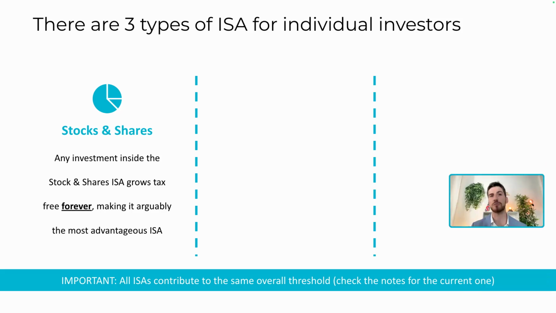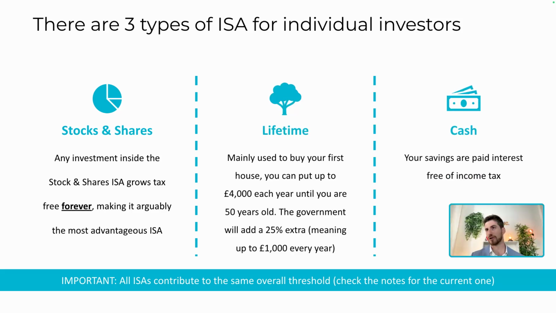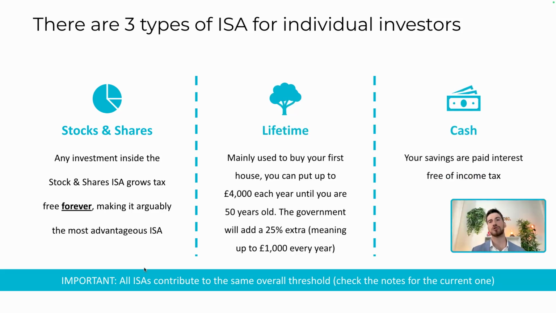Why do I say the contribution? Because these accounts, these ISAs that I'm going to show you now, so the lifetime and cash that we're going to talk about in a second, they all contribute towards the same threshold, a limit of contributions that you can put into all the ISAs together. Right now it is £20,000. It may change in the future. You check the notes of the video for that.